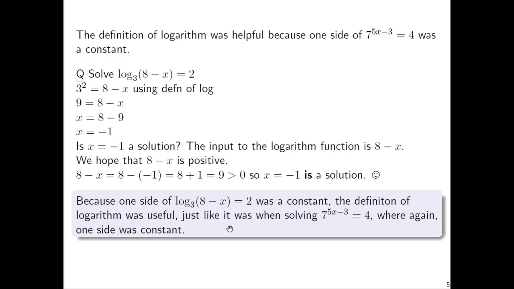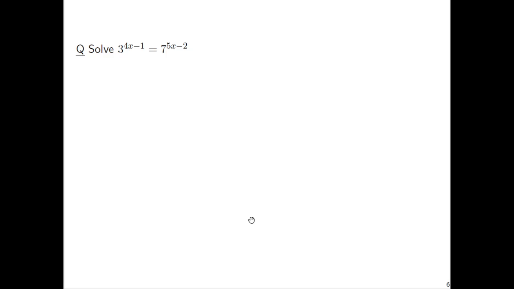The definition of logarithm was useful, just like when we solved the equation up here, where one side was constant. So if you have a constant on one side, and the other side is either exponential or logarithmic, the definition of logarithm is helpful. Now let's solve 3 to the 4x minus 1 equals 7 to the power 5x minus 2.